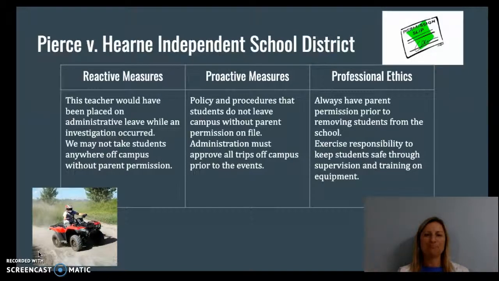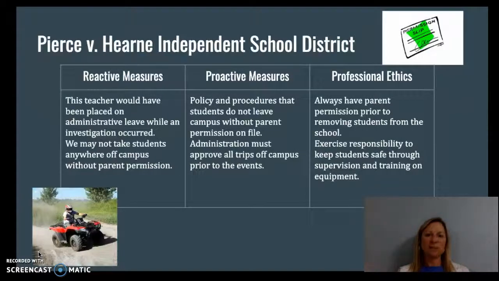I think, obviously, and I feel like our district has these, but having policies and procedures that students just do not leave campus without parent permission, and that administrators need to approve all off-campus trips prior to those events happening, so that there is just a standard procedure and everybody knows where they're going and what they're going to be doing when they're there.